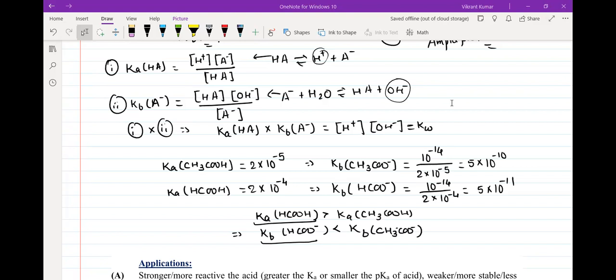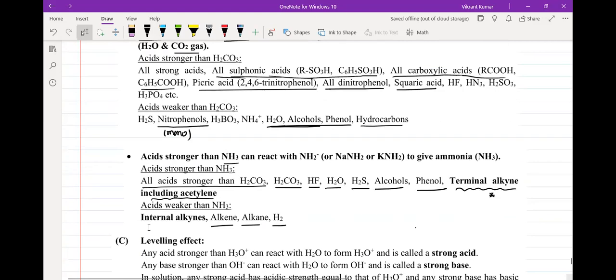Is it okay? Now, within strong acids or weak acids, we can compare which is stronger, which is weaker. Like I told you, both of these acids are weak acids, but in between these two acids, this is weaker acid, this is stronger acid. But we can't say this is strong acid. Understanding the point? Okay, now after knowing that, we are talking about something called leveling effect.